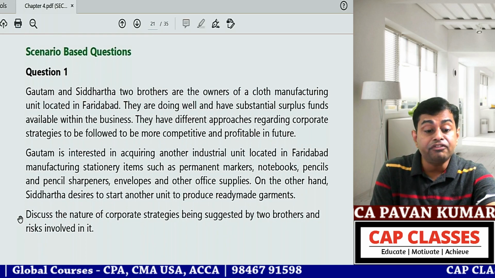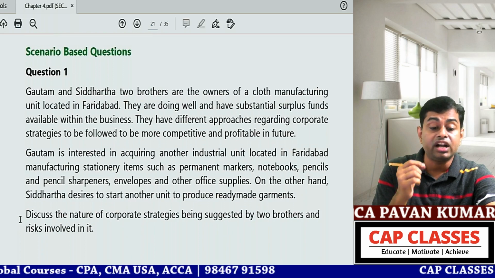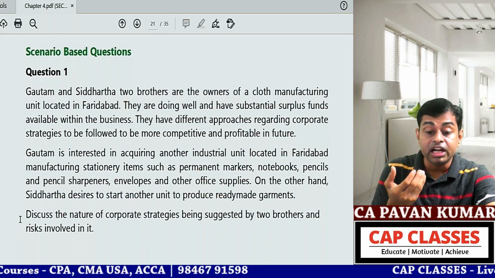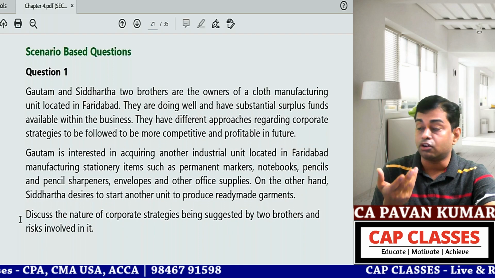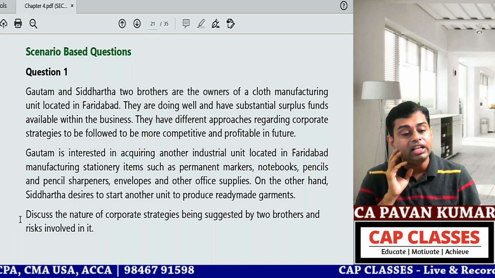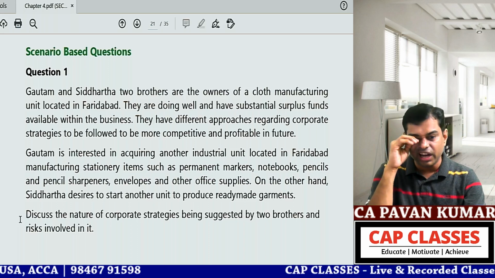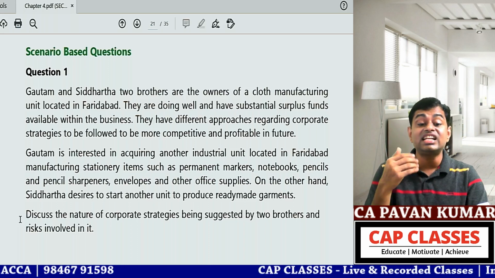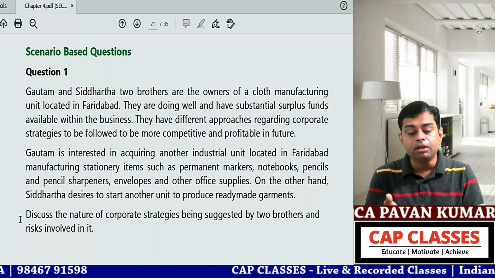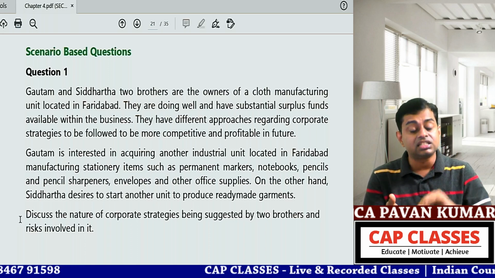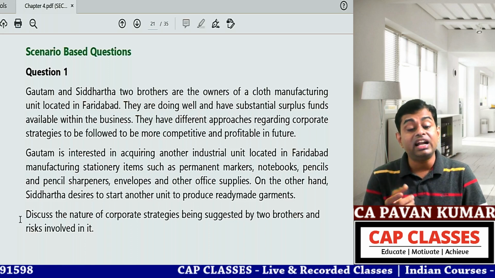They have different approaches regarding corporate strategies to be followed to be more competitive and profitable in future. In future, they want to earn more profits. So for that, what they have to do? Gautam is interested in acquiring another industrial unit located in Faridabad, manufacturing stationery items such as permanent markers, notebooks, pencils, sharpeners, envelopes, and other office supplies.